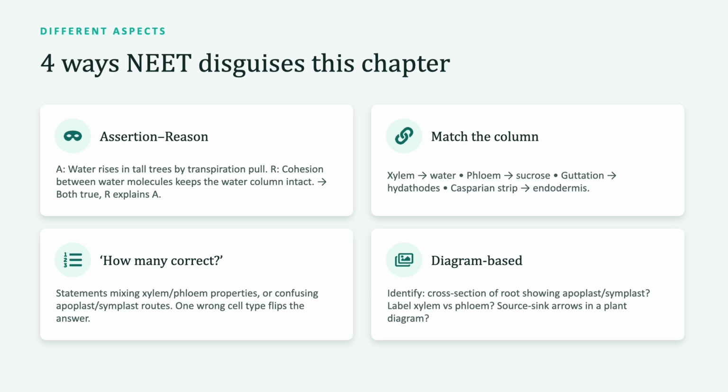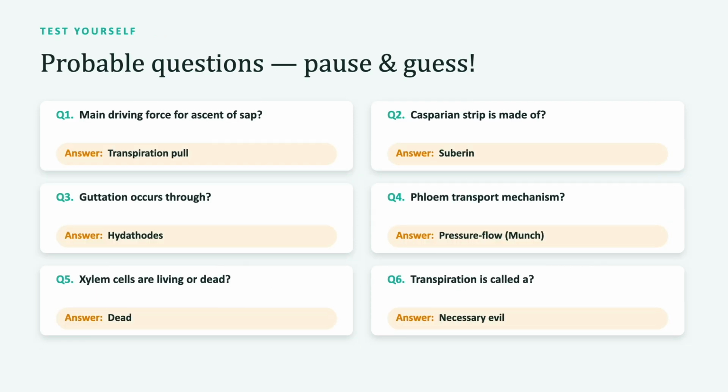Match the column. Xylem with water, phloem with sucrose, guttation with hydathodes, Casparian strip with endodermis. How many are correct? Statements mixing xylem and phloem properties are confusing apoplast and symplast roots. Diagram based: label a root cross section showing the two pathways, or identify source and sink arrows in a plant diagram.